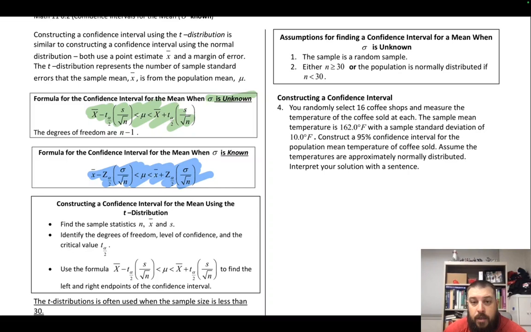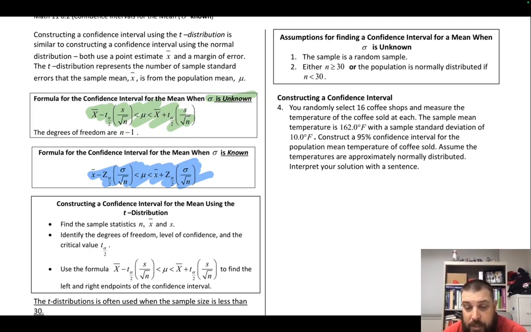All right, so let's look over here at 4. Assumptions for finding a confidence interval for the mean when the standard deviation of the population is unknown. So 1, the sample is a random sample, and either N is greater than or equal to 30, or the population is normally distributed if less than 30.